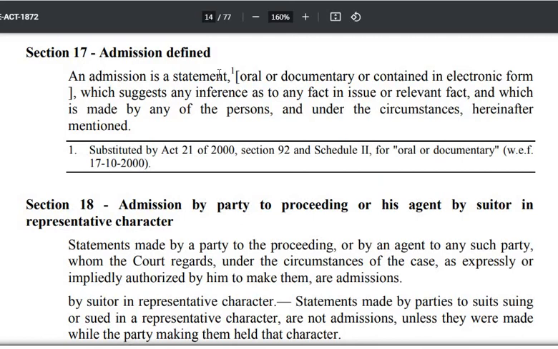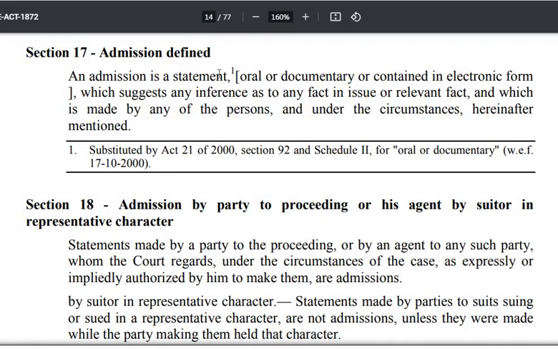You can say then your statement will be considered to be an admission for the purpose of a relevant fact. Therefore, I always use the word: the concept of admission is a subjective concept. It is a subjective concept. Why? Because it cannot be seen in isolation. Admission cannot be seen in isolation.